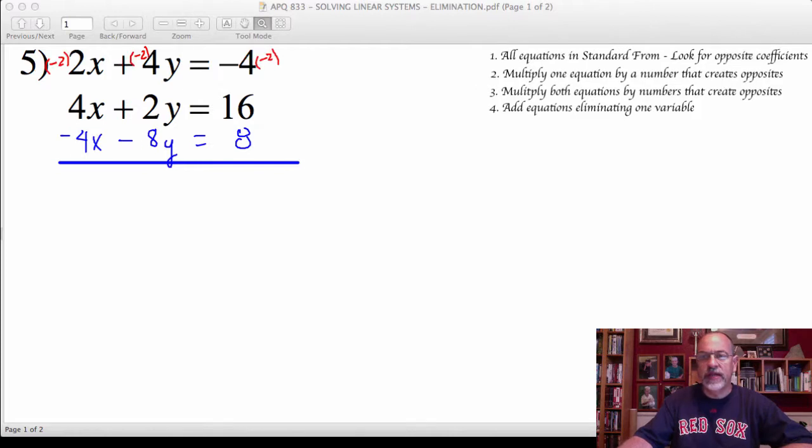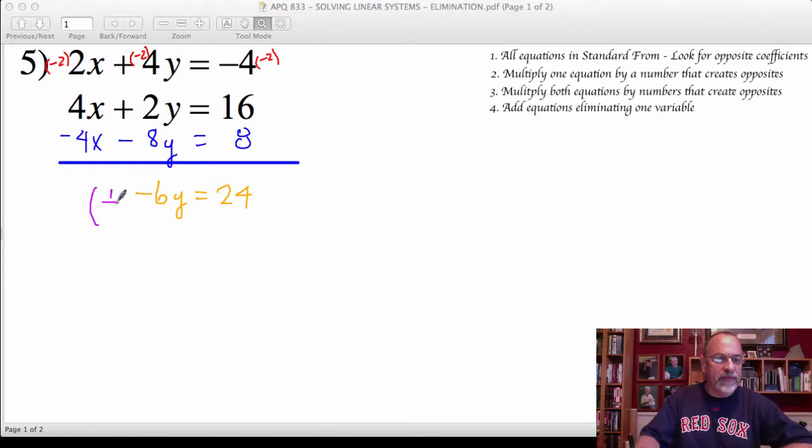So I'm going to go ahead and now add these equations together and eliminate the x variable. 4 minus 4x is 0. So then I have 2 and a negative 8, which is a negative 6. And then 16 plus 8 is 24. So the x has been eliminated from the equation, leaving me only the y, which now can be solved for.